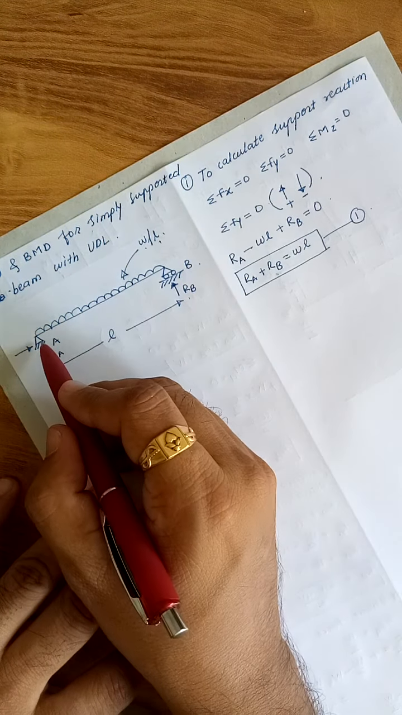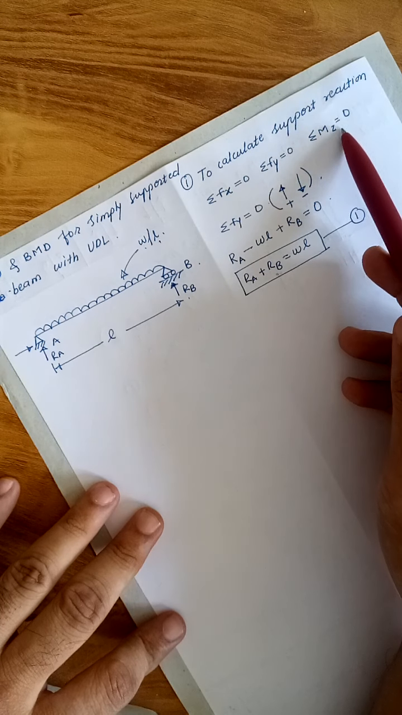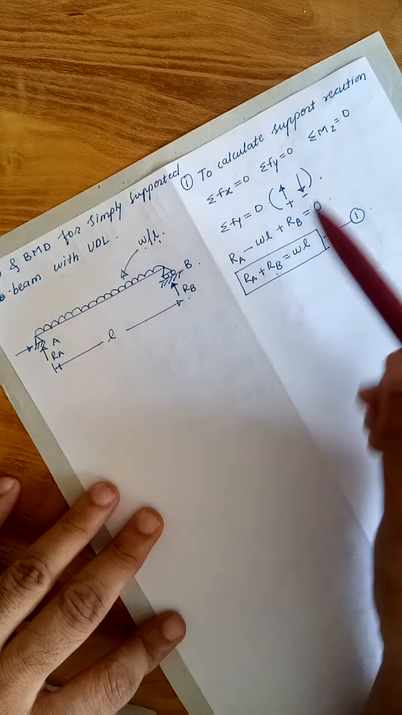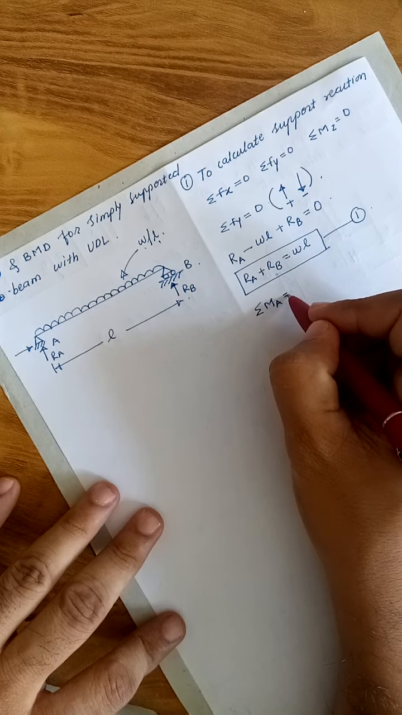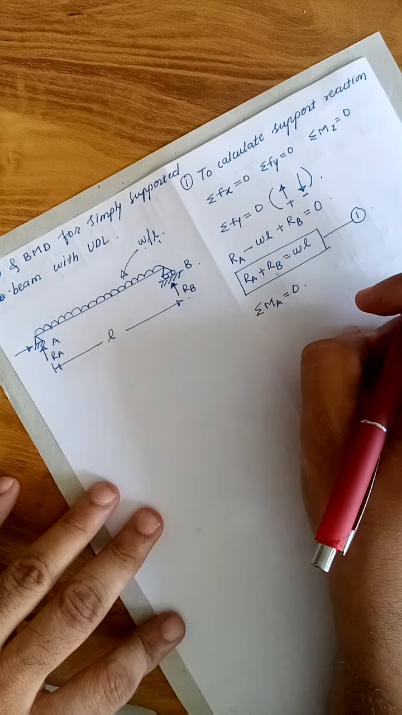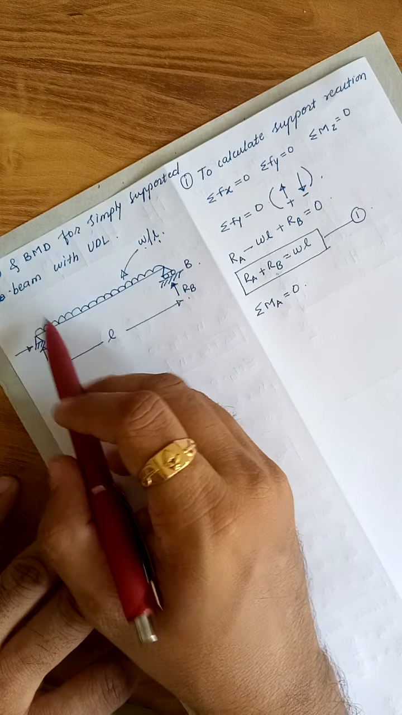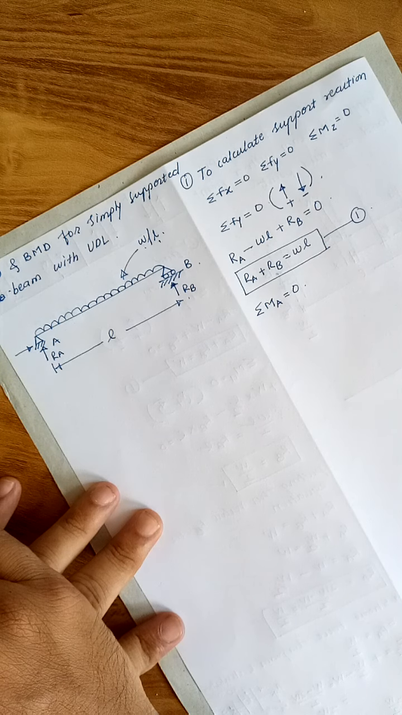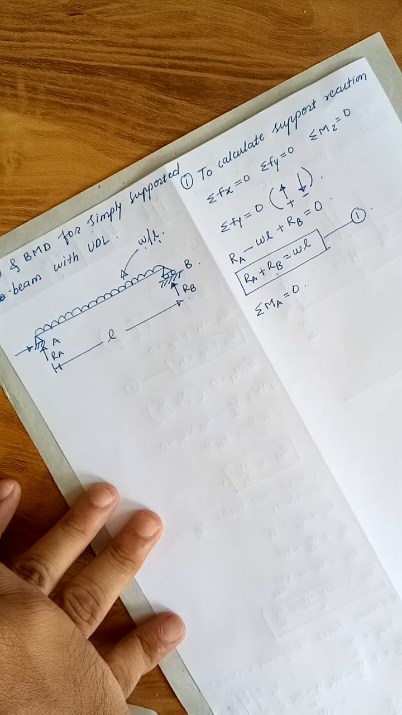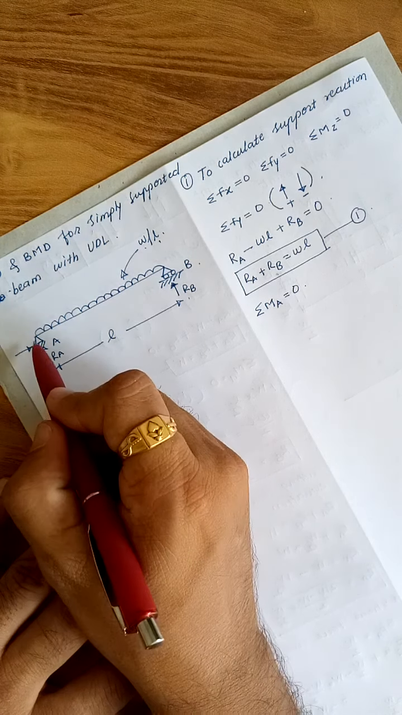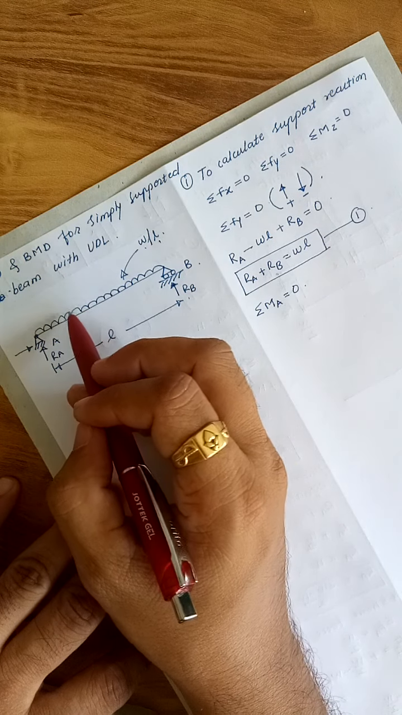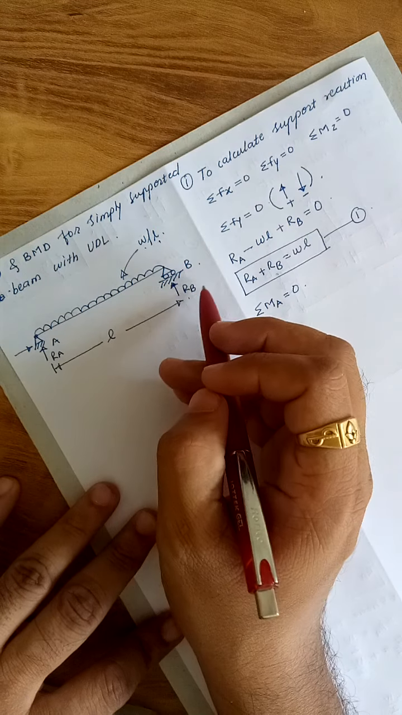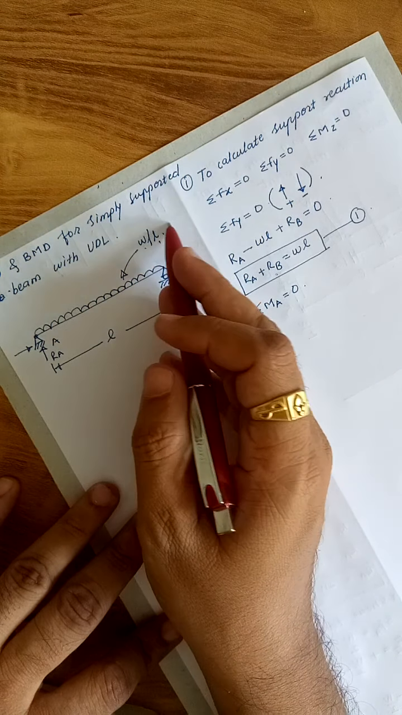Now another equation is that summation of all the moments is equal to 0. Taking the bending moment at point A, the summation of moment at A will be 0, because the beam is stable. Now we calculate the bending moment at point A. It is a pin support, so definitely the bending moment is going to be 0. So when I take the moment at this point, there are two forces that can rotate about this point, one is RB and the other is this UDL.